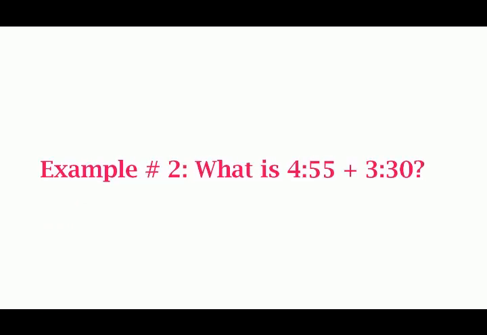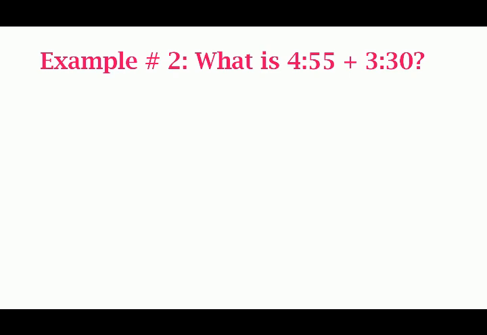Let's have a look at another example now. What is 4 hours 55 minutes plus 3 hours and 30 minutes? This is how we write it down. Hours on the left hand side, minutes on the right hand side. And this is how we make a sum. Start solving from the right hand side. 5 plus 0 is 5. 5 plus 3 is 8. So now you have 85 minutes. And now you add the hours. So 4 plus 3 is 7. So you have 7 hours and 85 minutes.